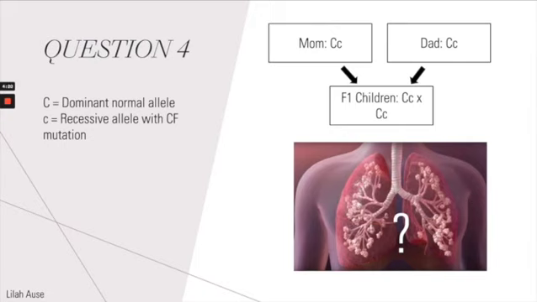When creating the Punnett square, capital C is going to represent the dominant normal allele, and little c is going to represent the recessive allele with the CF mutation. So if both parents contain the recessive allele with CF but do not have CF themselves, they're still going to pass the gene down, giving their children that chance of CF, as I mentioned before.